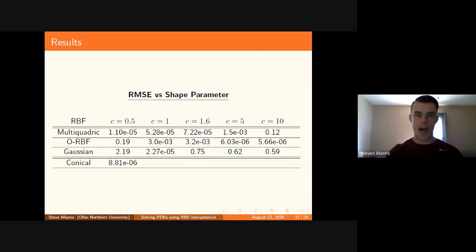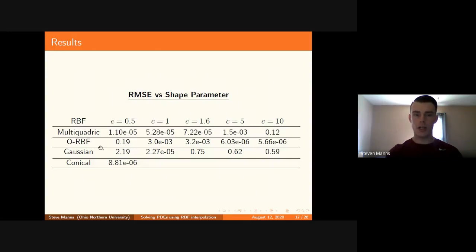In this table, we have the root mean square error versus different values of the shape parameter. It may seem odd that we've chosen C equal to 1.6 here, but this was intentional because previous researchers had found that this was about the ideal value for the shape parameter for the multiquadric radial basis functions, but our findings do not necessarily confirm that this is true.